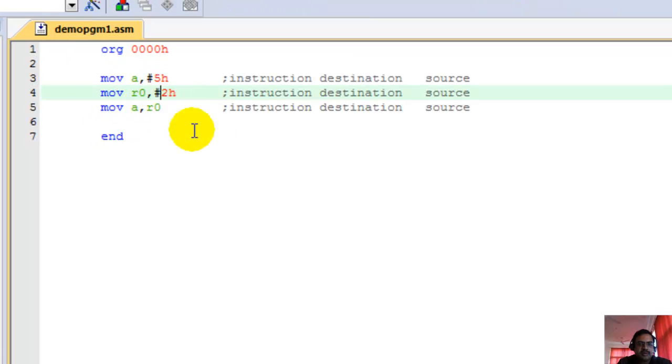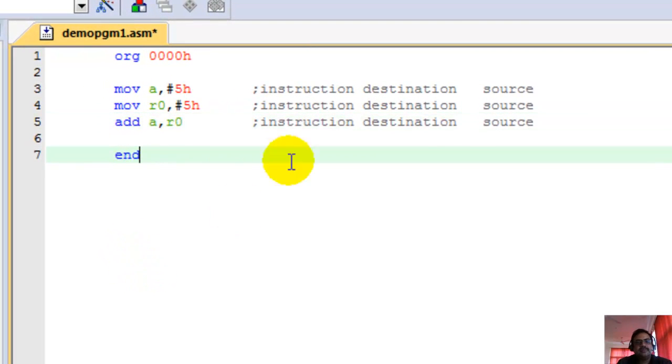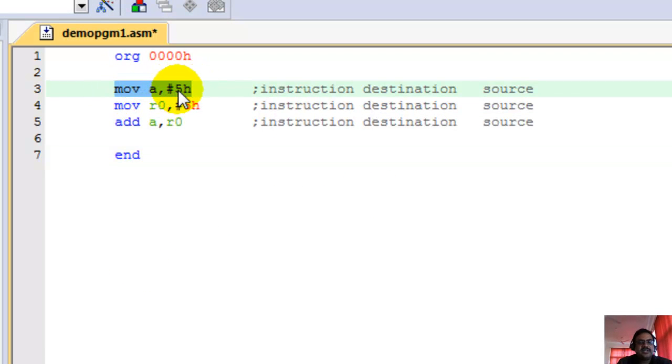Okay. I'm going to do a very simple thing. I'm also going to make this 5H, and I'm going to show you a simple arithmetic operation. So what do the first two statements tell you? It instructs the processor to move the value 5, which is a hexadecimal number, into A, then move another value, again a 5, a hexadecimal number, into R0. Then instead of moving, now I'm saying add which two? The value in A and the value in R0.